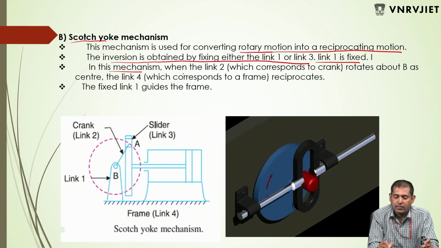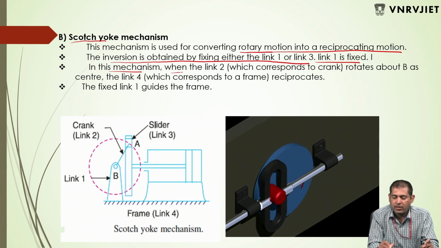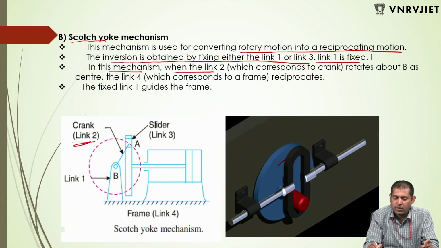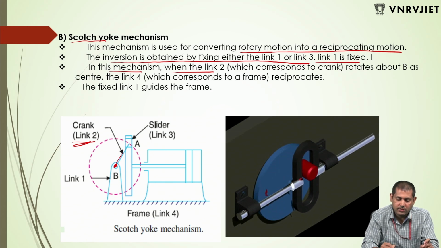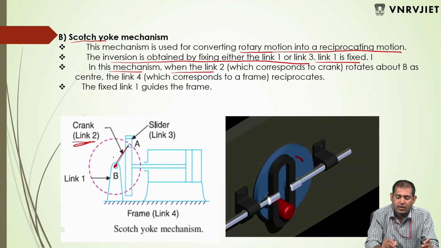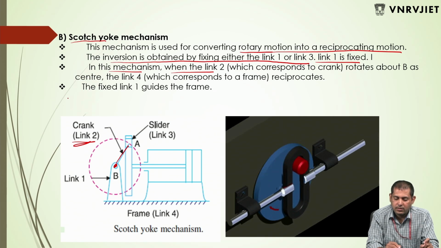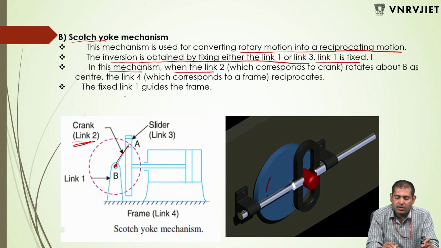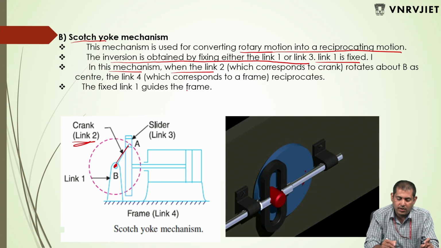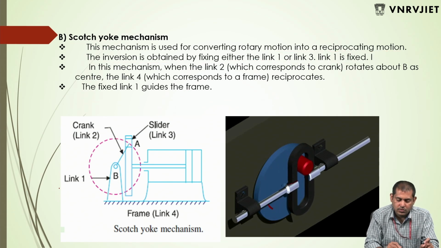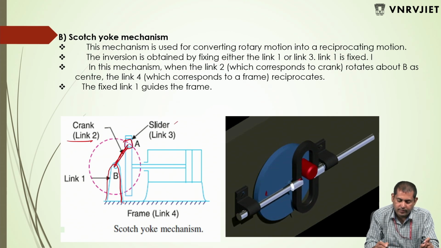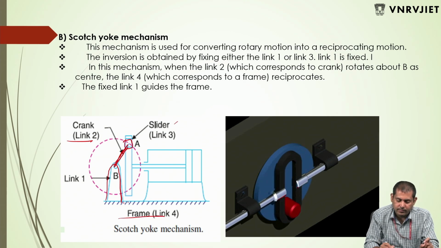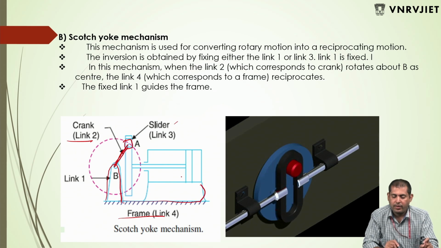In this mechanism, when link 2, which corresponds to the crank, rotates about B as a center, the fixed link 1 guides the frame. So link 1 is fixed, link 2 is your crank, link 3 is your slider, link 4 is the frame. It's the complete frame.